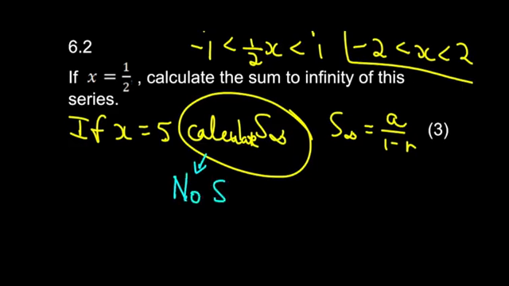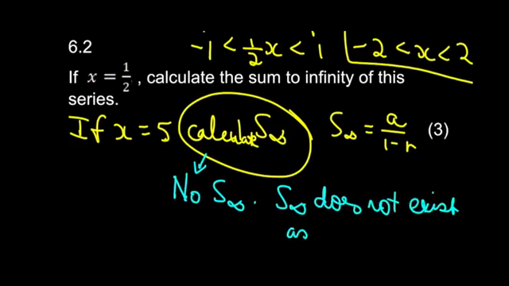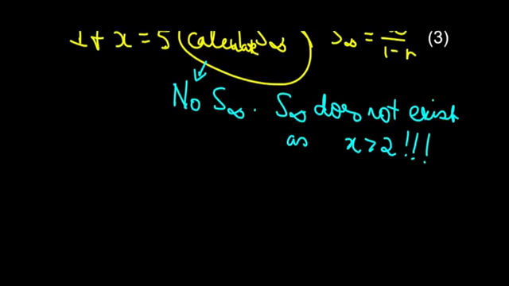No sum to infinity, or sum to infinity does not exist, as x is bigger than 2. Okay, and you would have said that from the previous statement. So with the other value they're giving me, a half, I'm happy to calculate the sum to infinity.